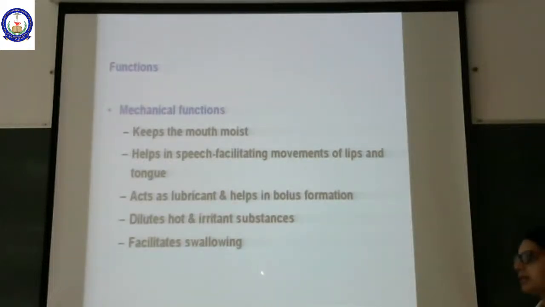And this facilitates swallowing. So the mechanical functions include: it helps in keeping the mouth moist, it helps in the process of speech, it acts as a lubricant, it helps in bolus formation, it dilutes the hot substances as well as the irritating substances, and this facilitates swallowing. The act of swallowing is called deglutition.